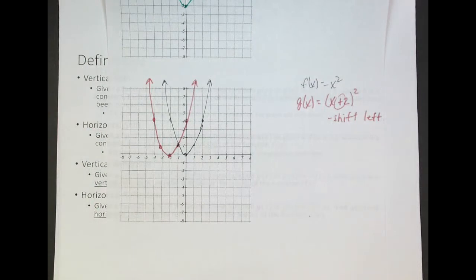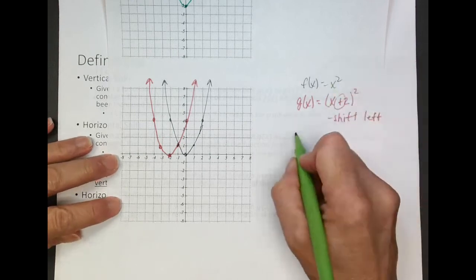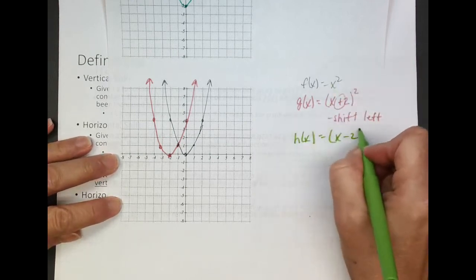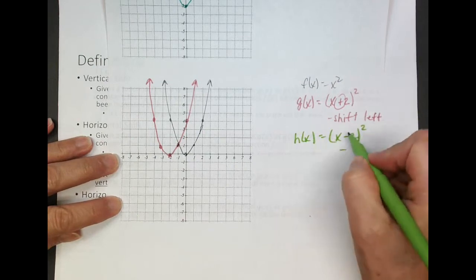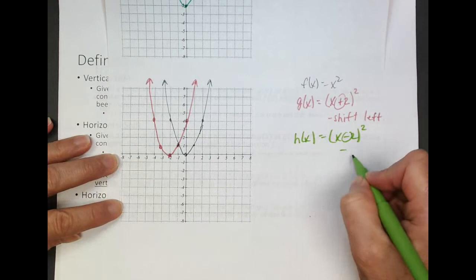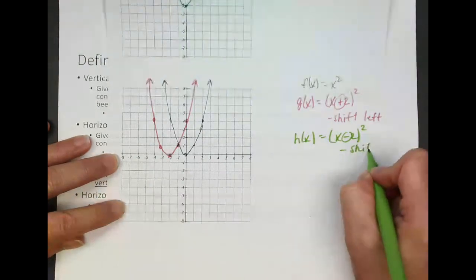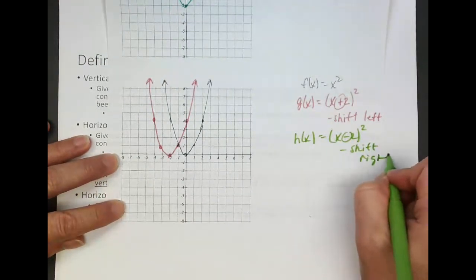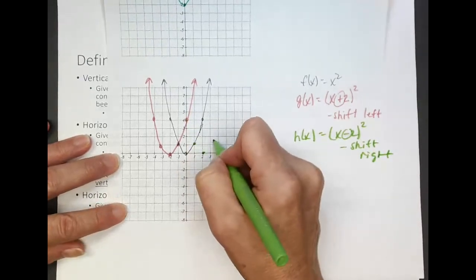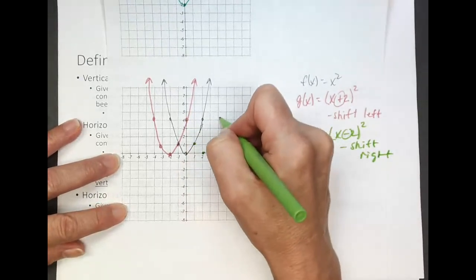What if we wanted to shift it to the right? Let's say h of x is x minus 2, squared. When we subtract from the input, that's going to shift us to the right. So our green graph is going to look like this.